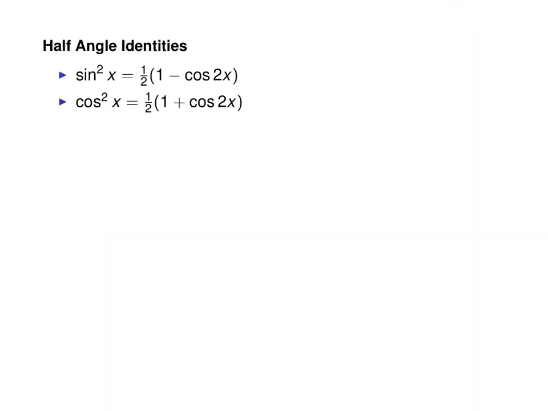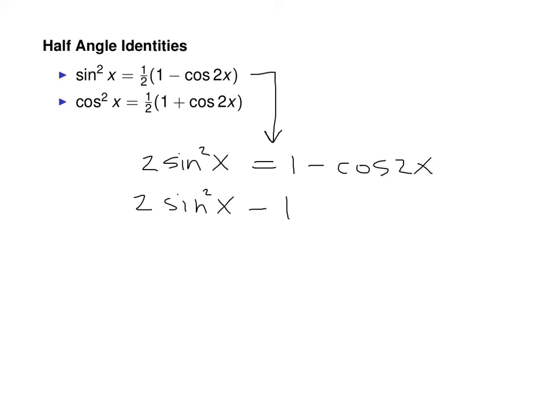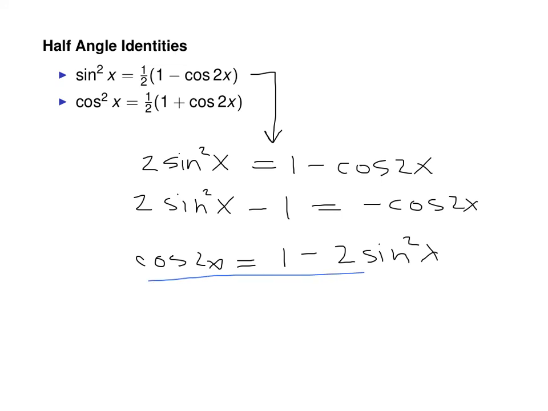For these, we're going to use the half-angle identities. Now, most pre-calculus classes don't show them to you in this form. What they show you is this: that's the same thing as 2 sine squared x equals 1 minus cosine of 2x, or 2 sine squared x minus 1 equals negative cosine 2x, or cosine of 2x equals 1 minus 2 sine squared x. So usually you have probably seen them in this form. The way we're going to use them is where they are solved for sine squared and cosine squared.